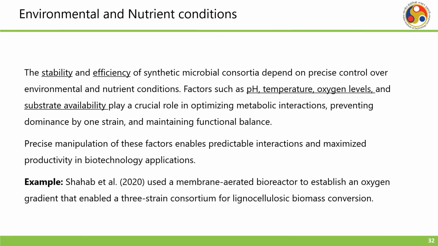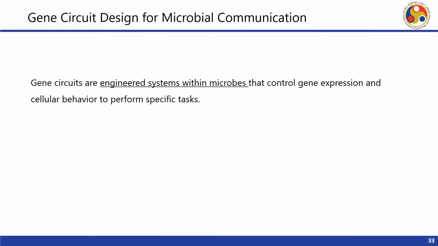Precise manipulation of these factors enables predictable interactions and maximized productivity in biotechnology applications. For example, in this case by Sabab, they use a membrane aerated bioreactor to establish an oxygen gradient and enable a 3-strain consortium for lignocellulosic biomass conversion. Let us now look into the gene circuit design for microbial communication.